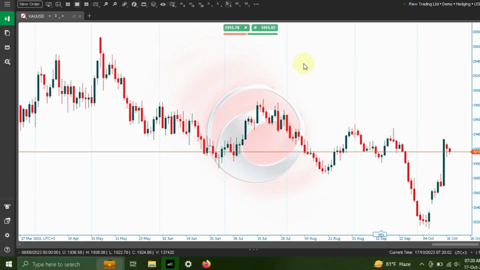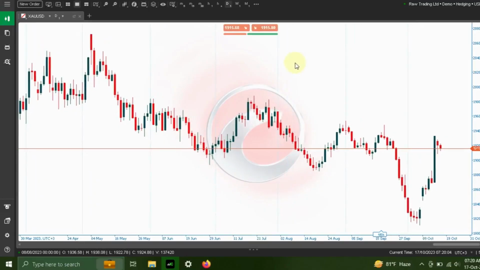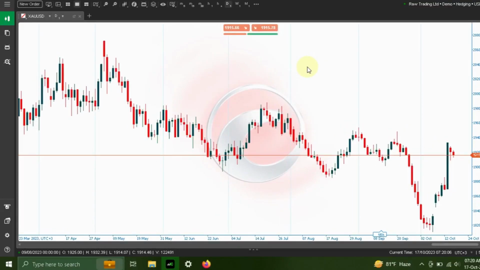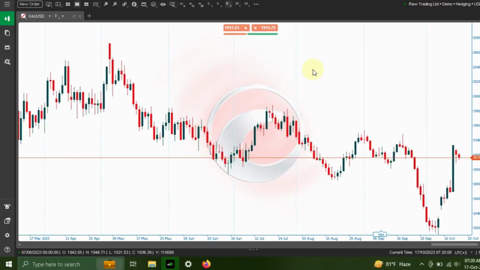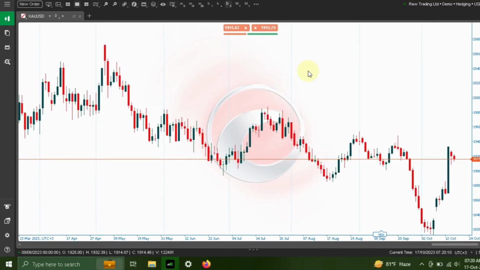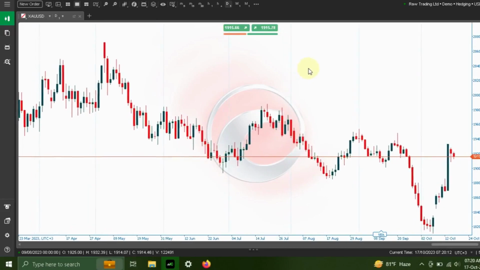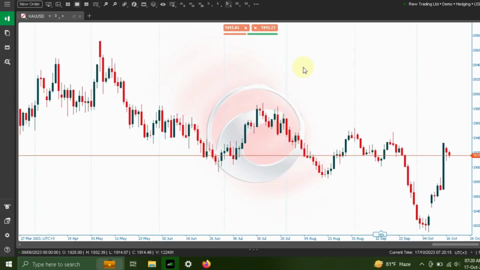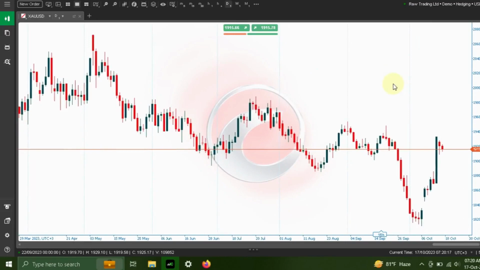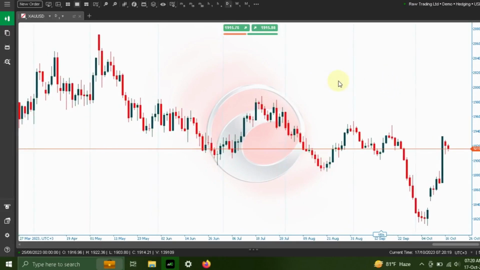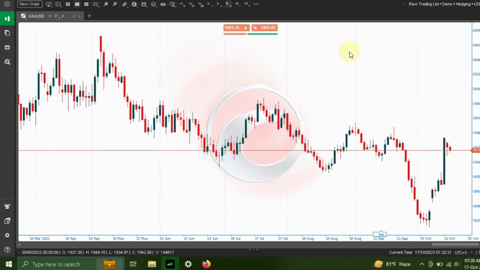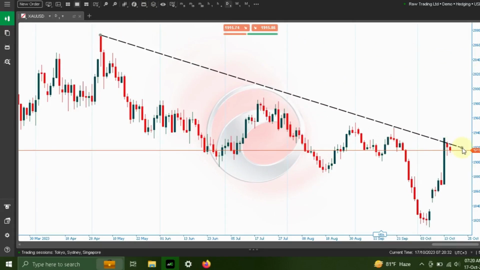My name is metatrader, and in today's episode we are going to analyze gold USD, and we are going to use smart money concept. First of all, we are going to identify the order flow. This is a daily time frame, and you can see clearly that the market is bearish. So this trend line here confirms to us that gold USD is in a downtrend on a daily time frame.